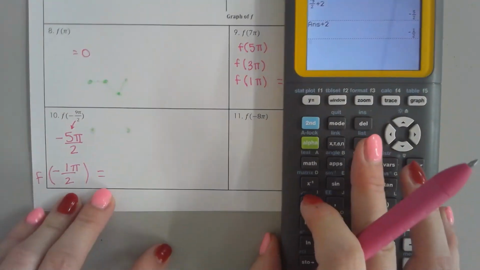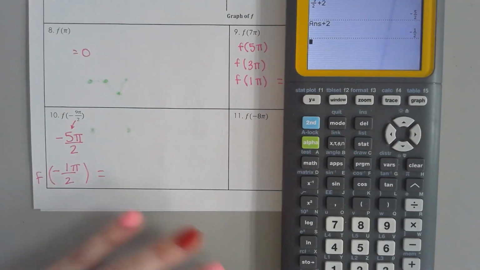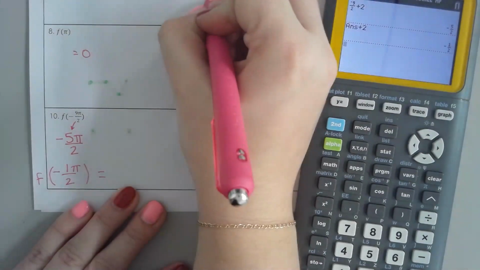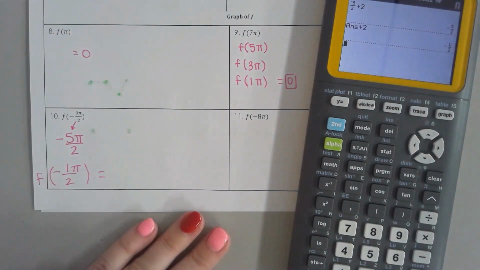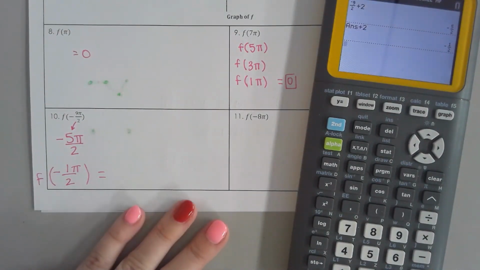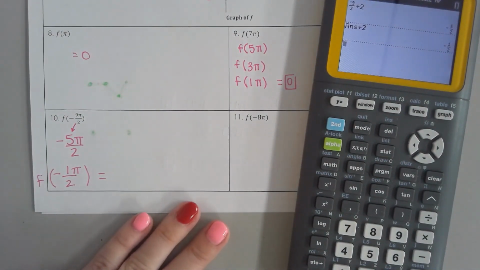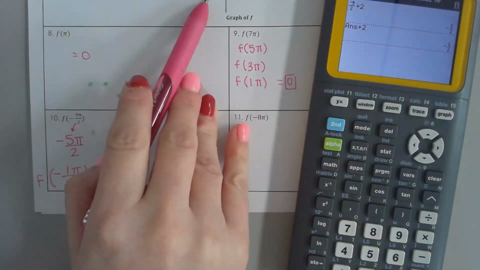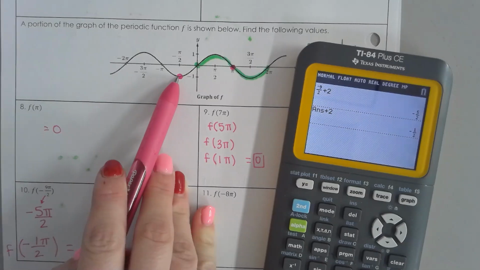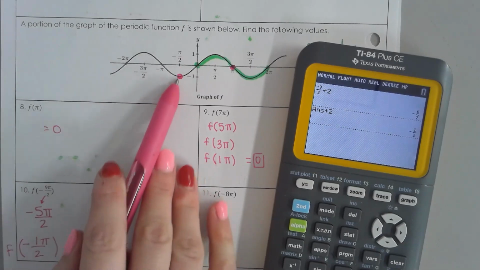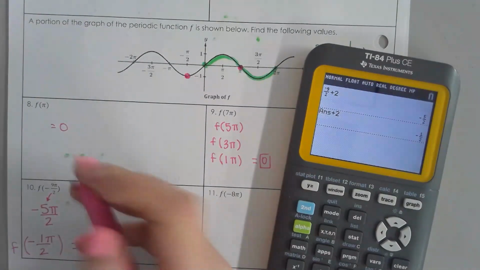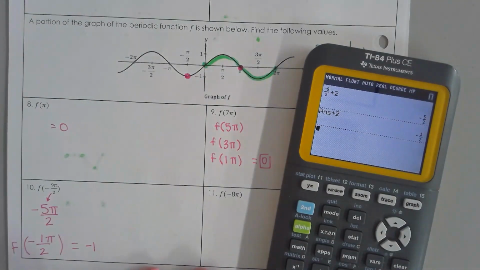So I do have negative pi over 2. That's right here. What's that y value? Oh, you can't see it, sorry. Right here. Negative pi over 2. Negative 1 is that.